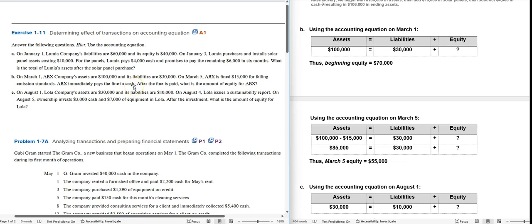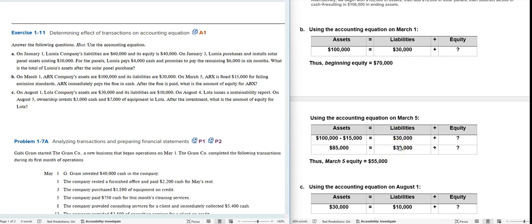A fine to a company is an expense. So that means they have more expenses, their expenses are going up, and their cash went down because they spent cash. So I can go back to my basic equation. Assets would have gone down $15,000 for the expense of the fine that they paid, bringing their assets down to $85,000. Liabilities were unaffected. They don't owe anything, they paid the fine.